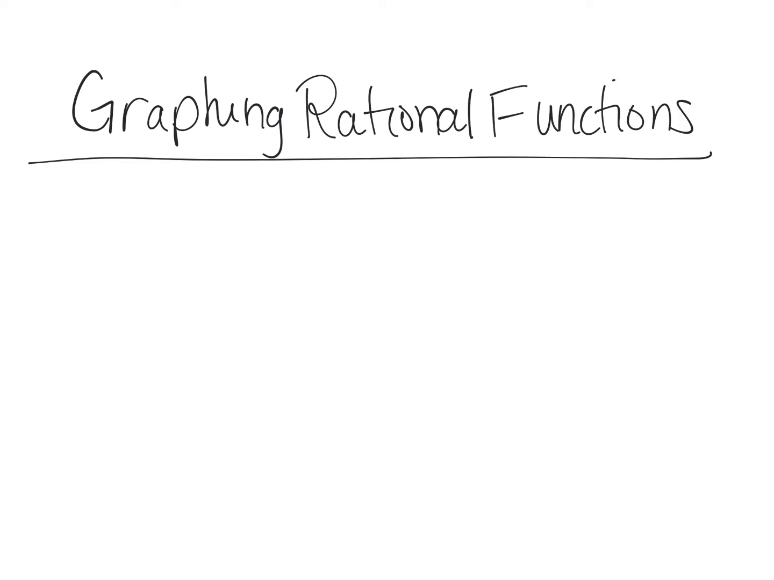All right, so we are going to graph rational functions, and we're going to start by making a table for the parent graph, y equals 1 over x. We're going to make this big table so we can see what it looks like, and then we're never going to make a table this big again.